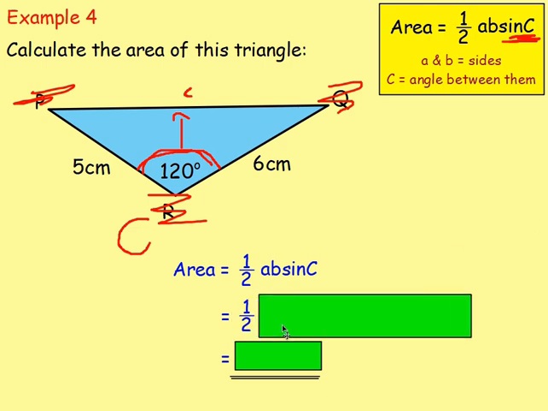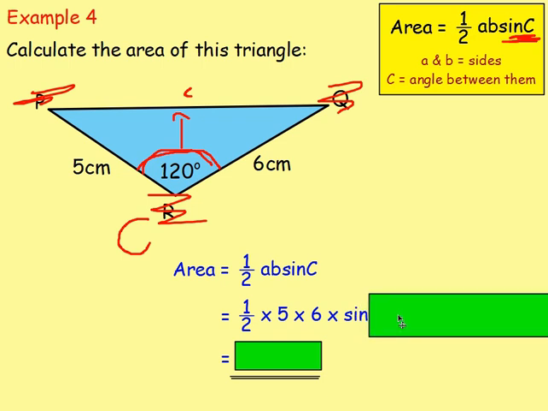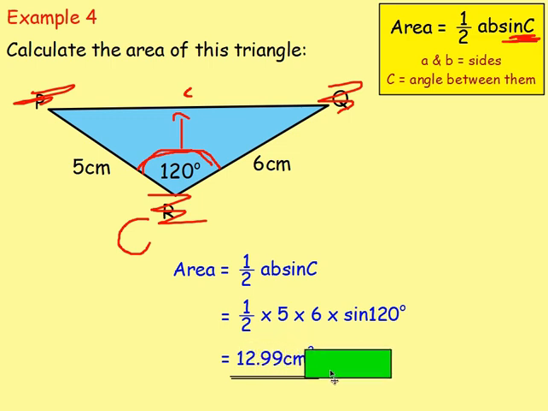If you sub in your numbers for the next line, you would have a half times A and B, which are the 5 and the 6. So it's a half times 5 times 6, or half times 6 times 5, times sine of the angle. And the angle is 120. From there, once again, use your calculator, and you get 12.99 square centimeters.